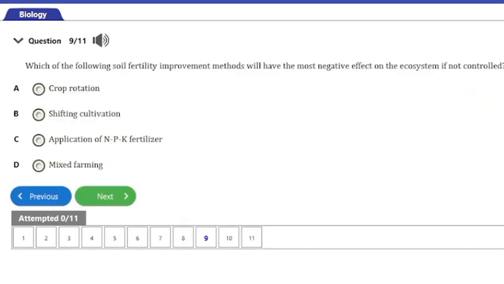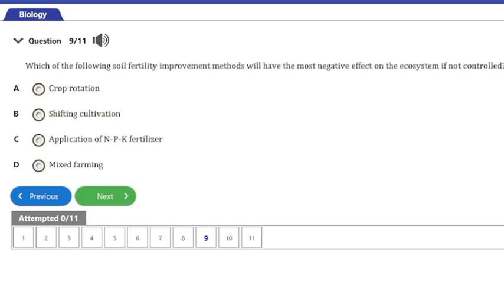Question number 9 here. It says, which of the following soil fertility improvement methods will have the most negative effects on the ecosystem if not controlled? We have A, crop rotation, B, shifting cultivation, C, application of NPK fertilizers, and D, mixed farming.